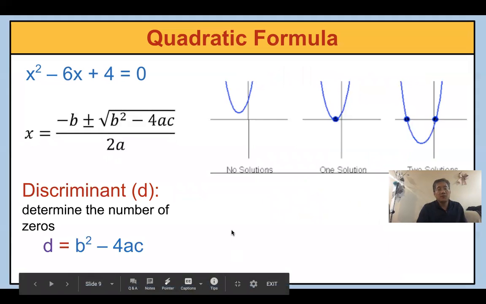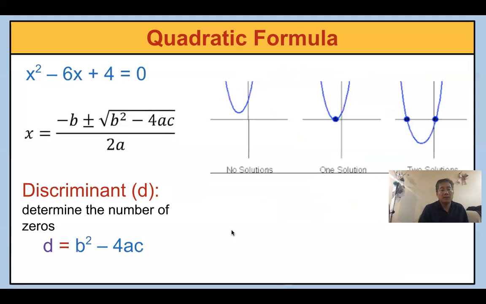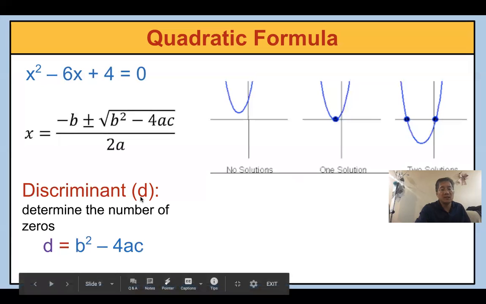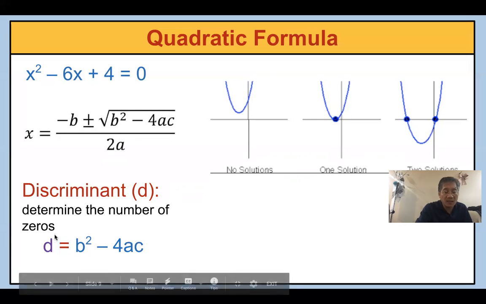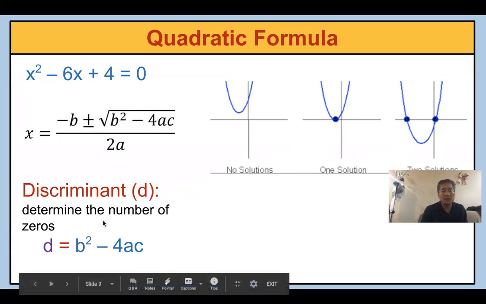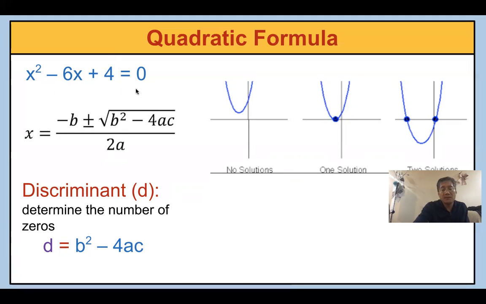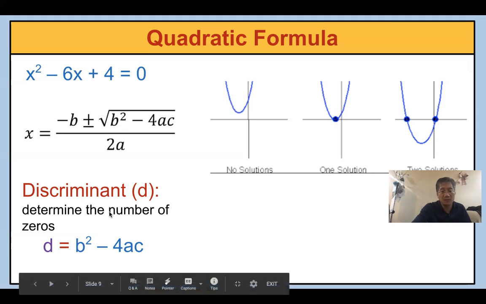Now, I wanted you to think about this. We have a discriminant. What is the discriminant? D. The discriminant is b squared minus 4ac, which is in the square root. So depending on this discriminant D, we can determine how many solutions or zeros the function has. So we can determine without solving everything. Only by looking at this D, we can determine this, right?